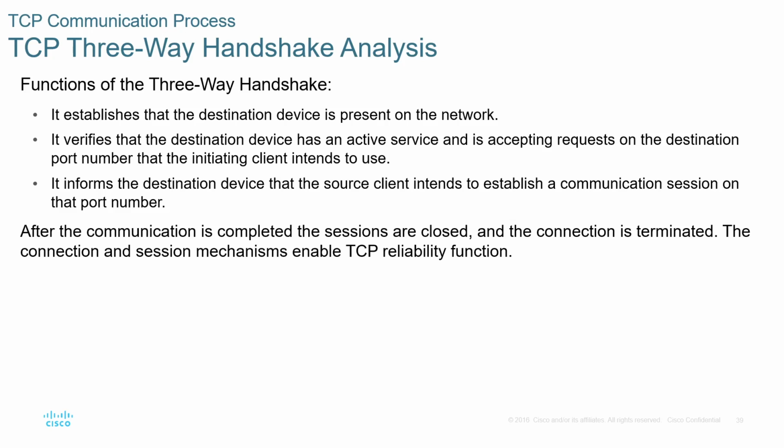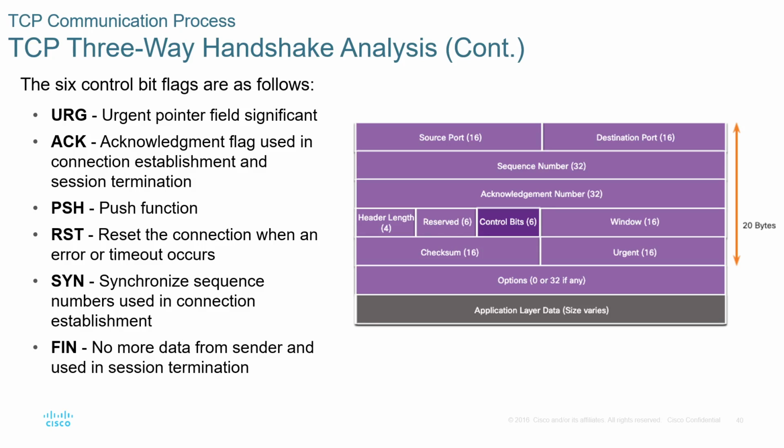This next slide goes into the analysis of it. So that control bit section, these 6 bits, these are the different values that you guys can have. So you can see there's the acknowledgement flag. We have the reset to reset a connection when we have an error. We have the SYN for synchronizing sequence numbers used to establish the connection, and we have the FIN to terminate our session. There are some other ones like the push and the urgent pointer field, but the most important for you guys right now are the ACK, the SYN, and the FIN, and understanding that three-way handshake process.